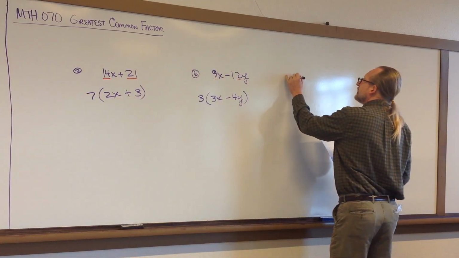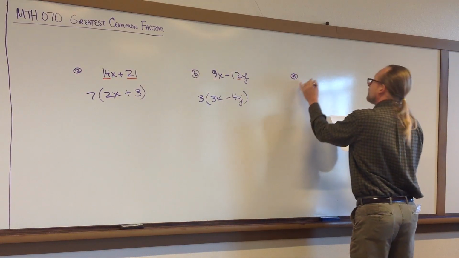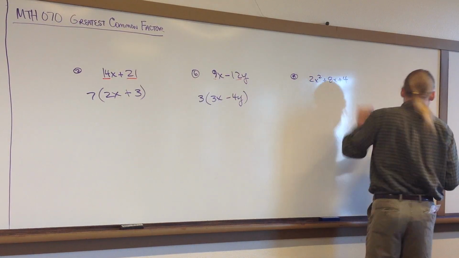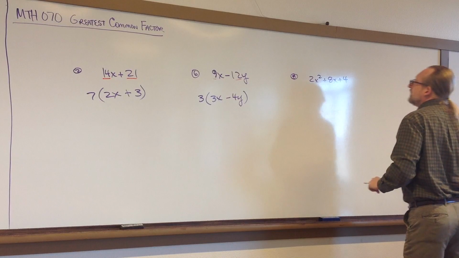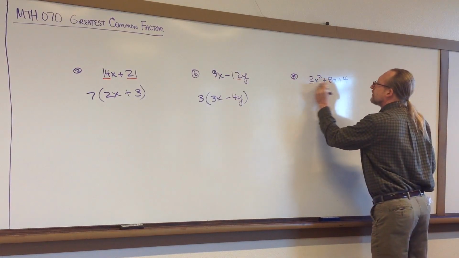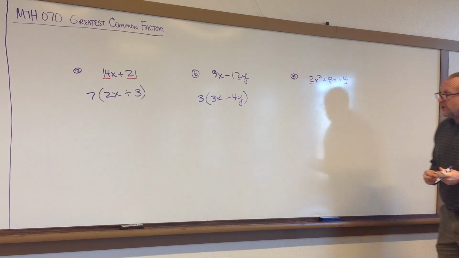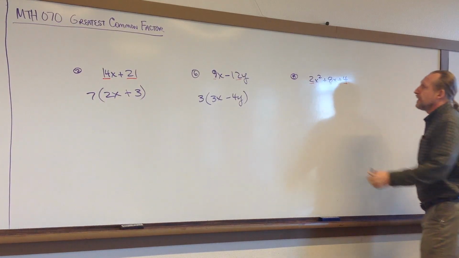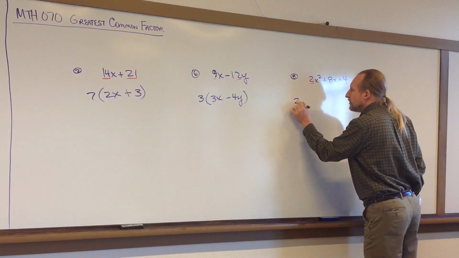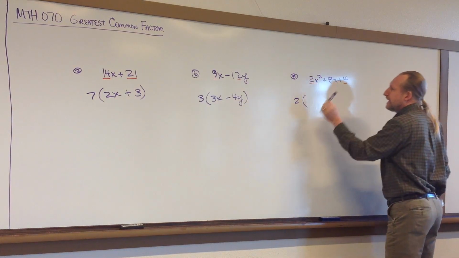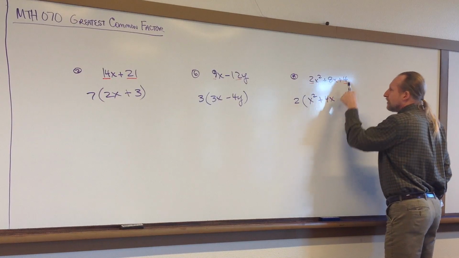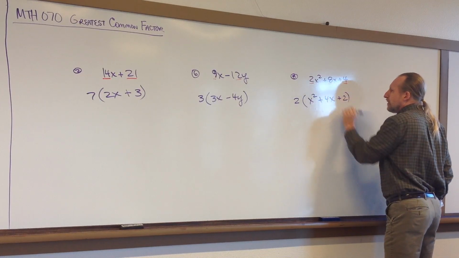Problem 8 is very similar, except that there are 3 terms, 2x squared plus 8x plus 4. And so here we have to look for a factor that's common to all 3 coefficients. And in this case, again, it's relatively straightforward. We've got a common factor of 2. And so after you factor that out, we'll be left with the x squared, here we'll have plus 4x, and then here plus 2.